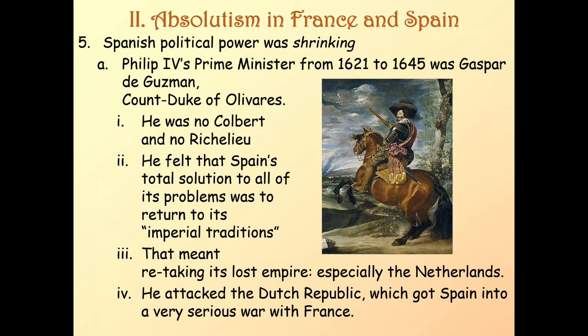Spanish political power was shrinking. Philip IV's prime minister from 1621 to 1645 was Gaspar de Guzman, the Count Duke of Olivares. And he was no Colbert and he was no Richelieu. He felt that Spain's total solution to all its problems was to return to its imperial traditions, and that meant retaking its lost empire, especially the Netherlands. And he attacked the Dutch Republic, which got Spain into a very serious war with France.